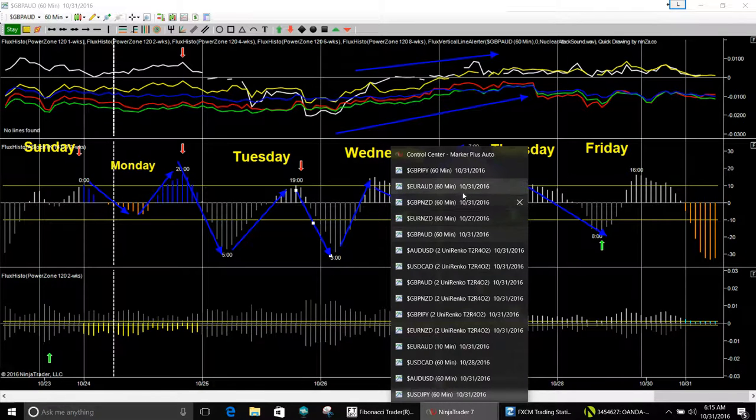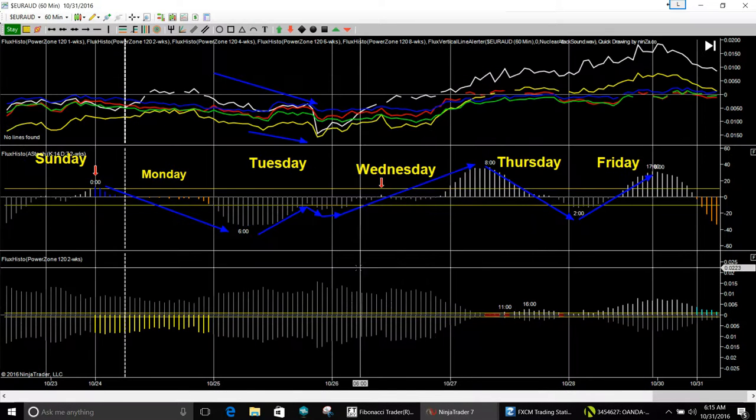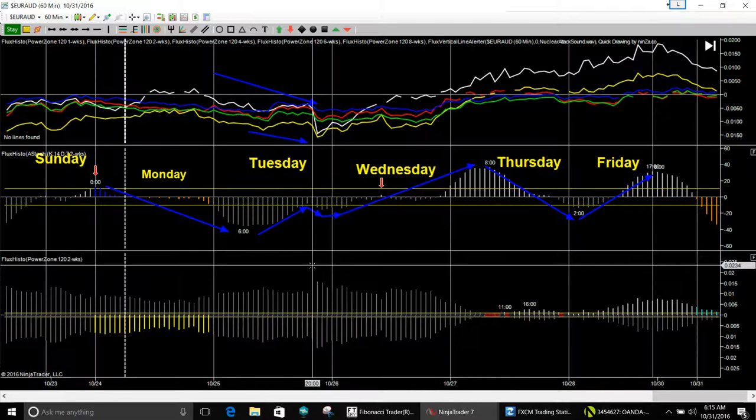Euro Aussie. Did we get the Euro Aussie? Here's the Euro Australian. I think, did we do the Euro Australian?